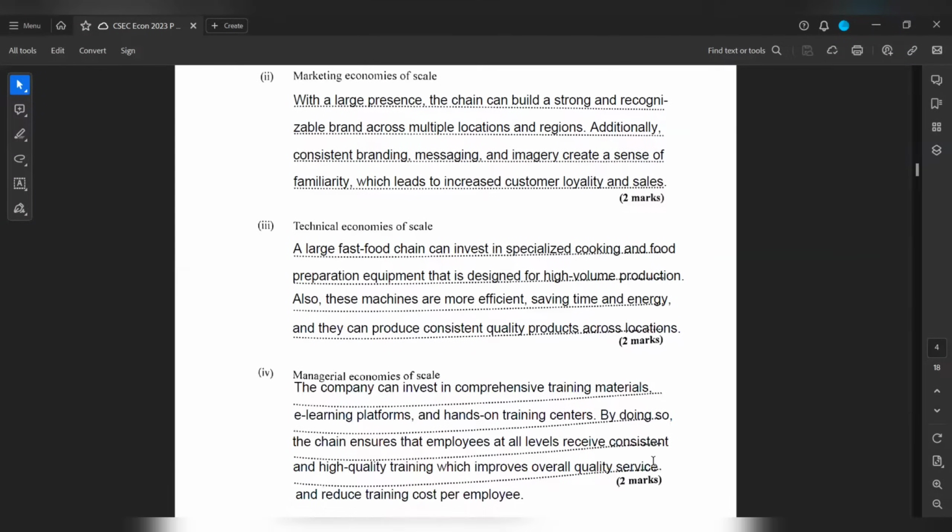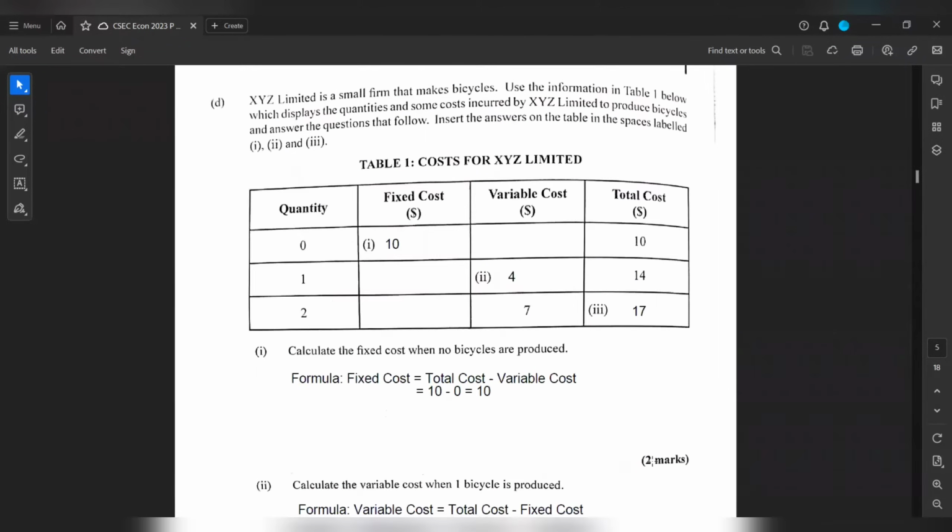Managerial economies of scale. The company can invest in comprehensive training materials, e-learning platforms, and hands-on training centers. By doing so, the chain can ensure that employees at all levels receive consistent and high-quality training, which improves overall quality of service and reduces training costs per employee.